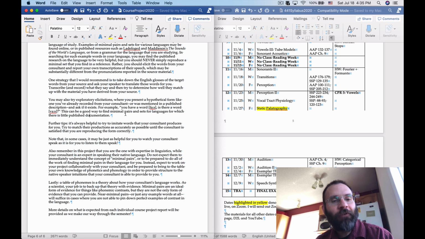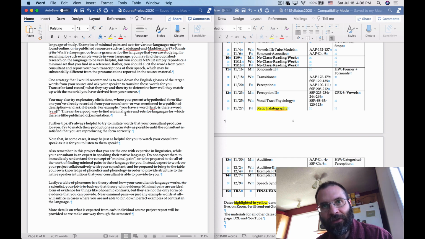Lastly, a table of phonemes is a theory about how your consultant's language works. As a scientist, your job is to back up that theory with evidence. Minimal pairs are an ideal form of evidence for things like phonemic contrasts, but they are not the only form of evidence that you can provide. Near minimal pairs, or just any example words at all, will suffice in cases where you are not able to pin down perfect examples of contrast in the language.